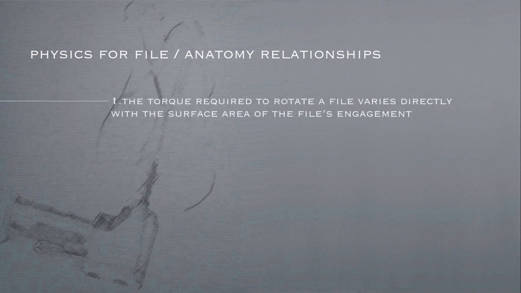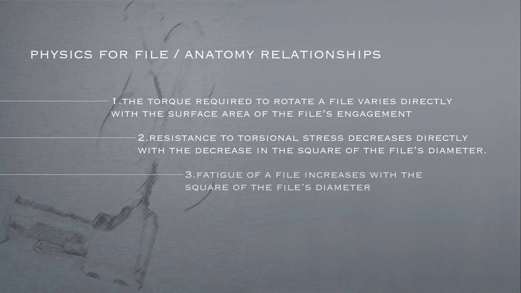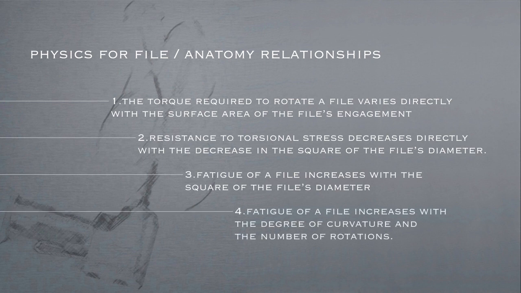1. The torque required to rotate a file varies directly with the surface area of the file's engagement. 2. Resistance to torsional stress decreases directly with the decrease in the square of the file's diameter. 3. Fatigue of a file increases with the square of the file's diameter. And 4. Fatigue of a file increases with the degree of curvature and the number of rotations.